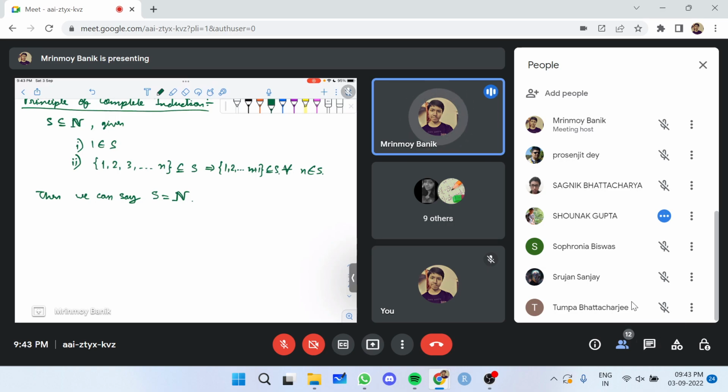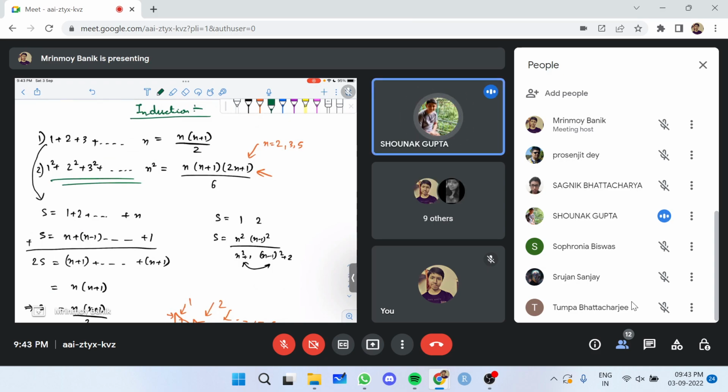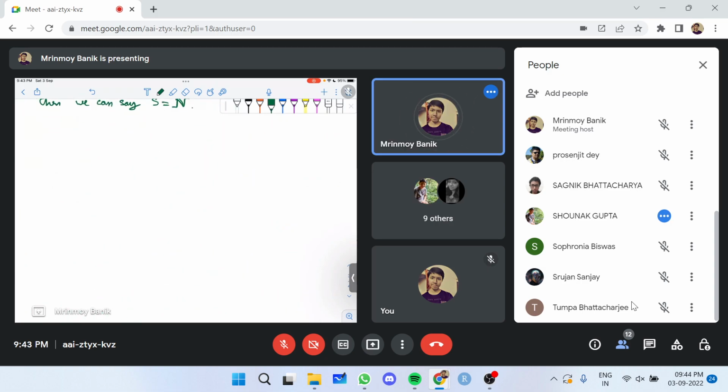Can you hear me? Did you try to prove this one? Yes, I tried, sir. Could you prove it, or did you get stuck somewhere? Sir, for 1 square plus 2 square, it is working. I'm taking it as P1, and then for Pn it will work. Similarly, for P of n plus 1, if it works, then it is proven. Did you check if it works for P of n plus 1, assuming it works for Pn?